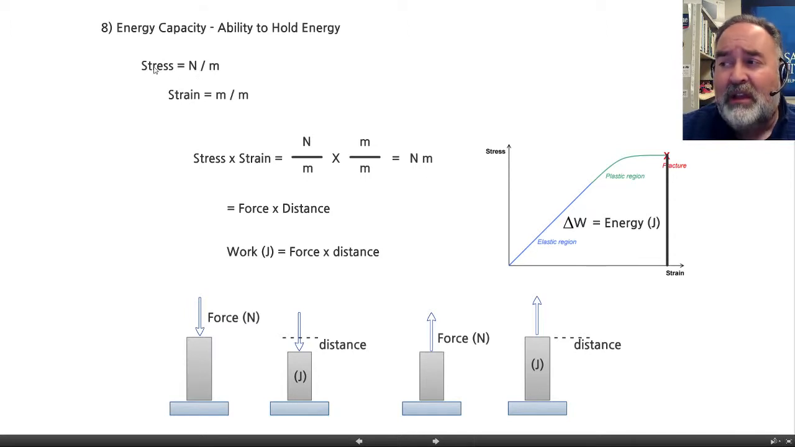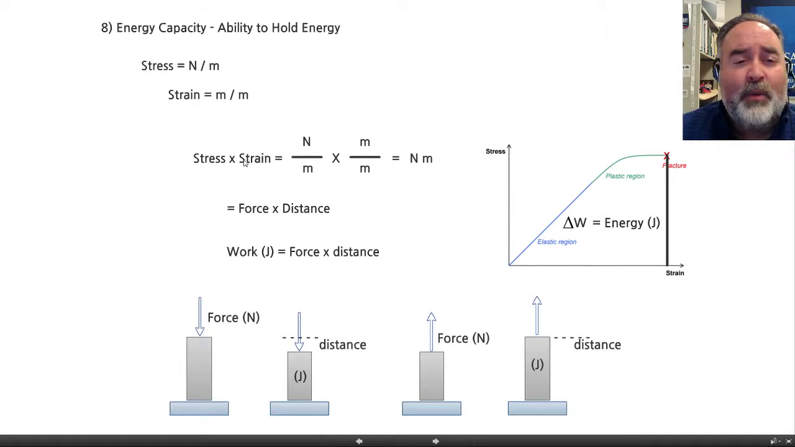And if you recall, stress has units of force per unit area. In fact, it looks like I went ahead and messed up. I got to put this value back in. Remember, it's newtons per square meter. I forgot a square there. And strain was meters per meter.